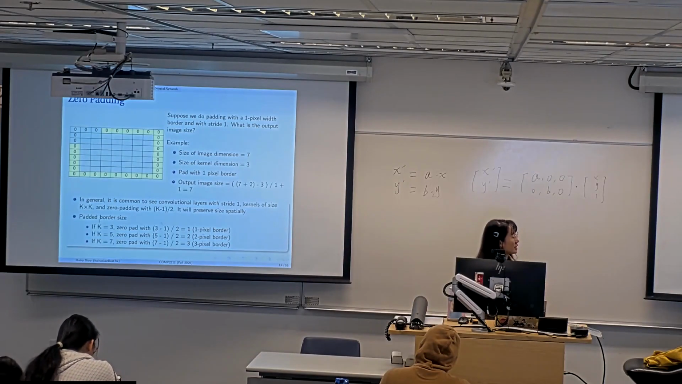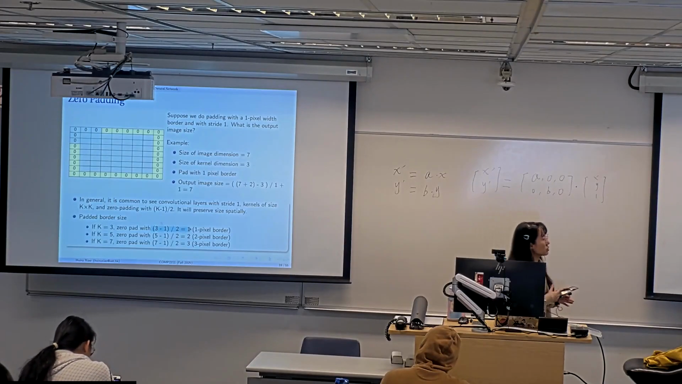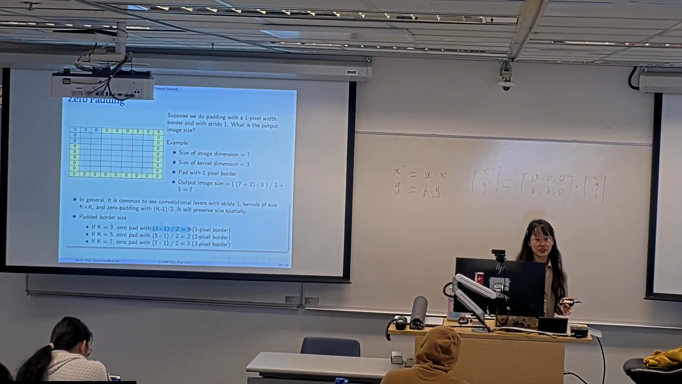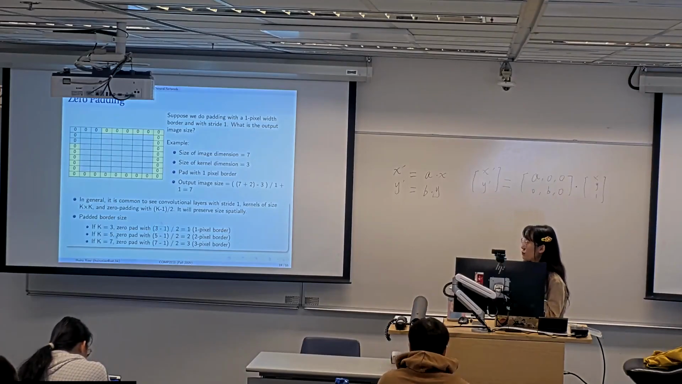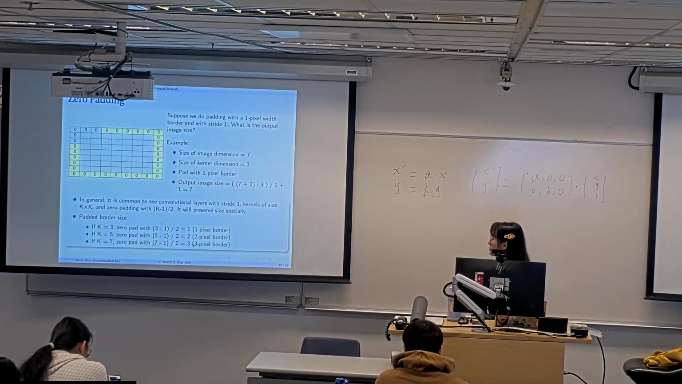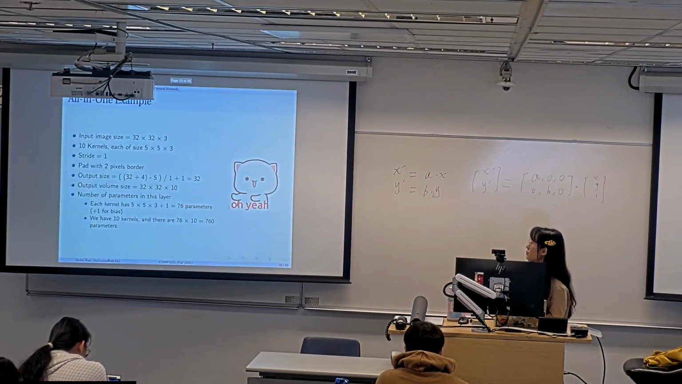If we set, for example, the padded border size, if k is 3, then we should zero pad with (3 minus 1) over 2, which is a 1 pixel border. Then we can keep the output image size spatially. And if k is 5, we should pad with a 2 pixel border. If k is 7, we should zero pad with a 3 pixel border to keep the output size spatially.